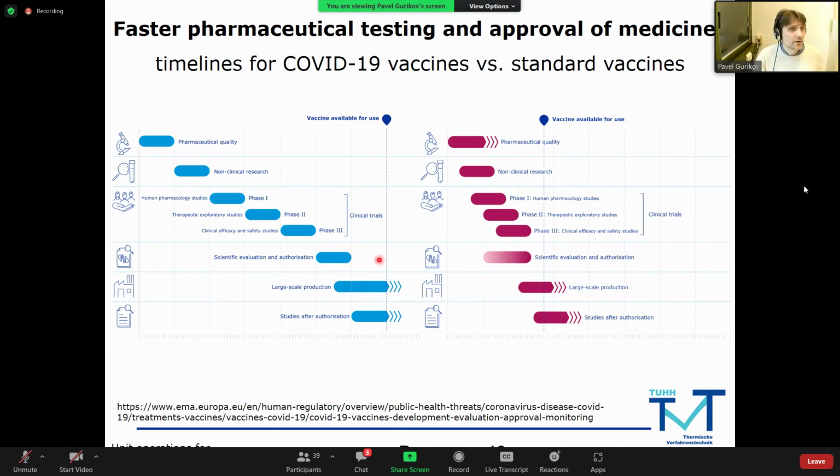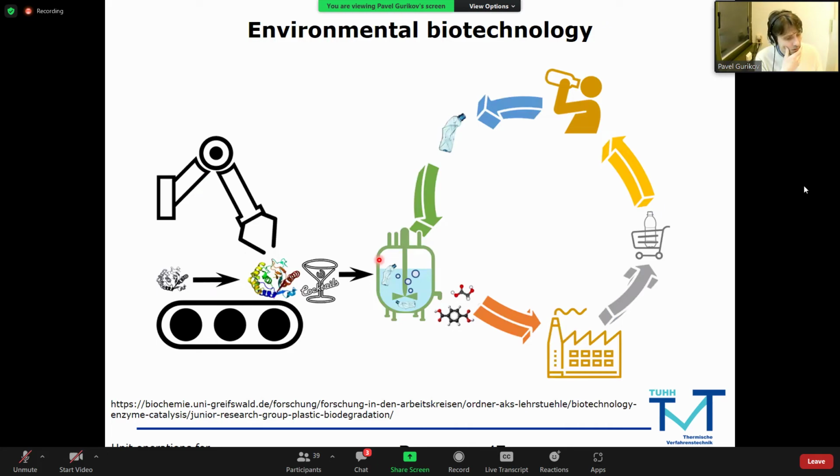What else? Let us quickly discuss two more things. Environmental biotechnology. Well, this is mainly about environmental degradation of plastic and waste. We now much better understand how plastics degrade, and we of course have to find a way to break down synthetic molecules biologically, not by burning them and producing more CO2.